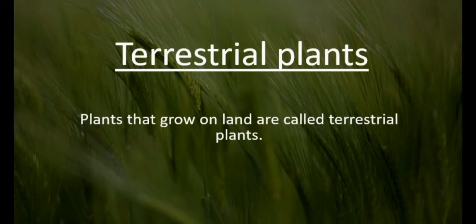The first category of plants is the terrestrial plant. The word terrestrial means living on land. And you know, most of the plants grow on land. These plants are called terrestrial plants. The plants that grow on land are called terrestrial plants. So, we will see some terrestrial plants in different regions.